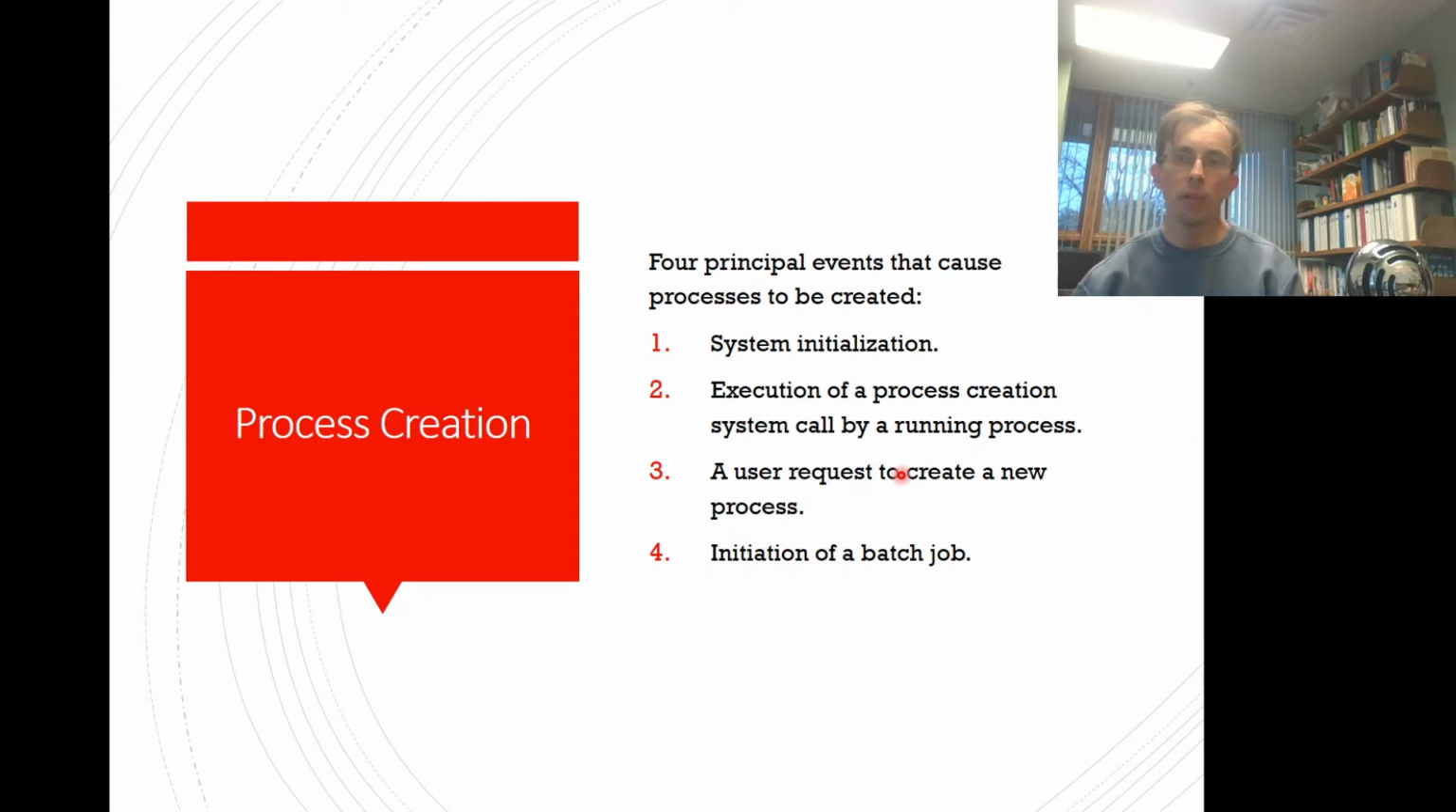And then the third way this can happen is the user requests a new process. Double click on an icon in Windows Explorer, or some other GUI shell environment or GUI desktop environment that creates that process, like a text editor or something. And then obviously we have initiation of a batch job. So a currently active process can execute, say, a create process system call and directly tell it which program to run, right? In a sense.